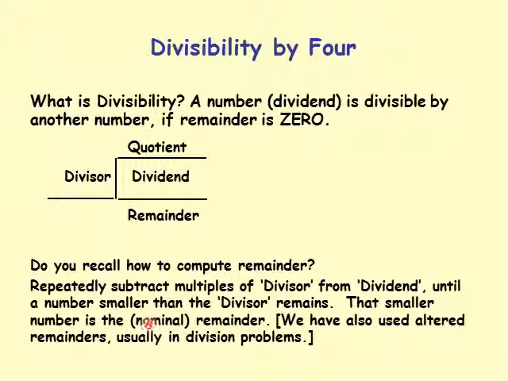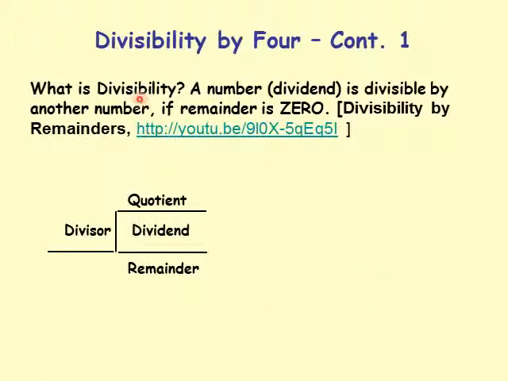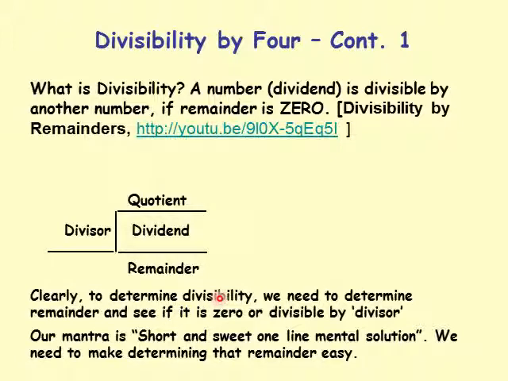We also have used altered remainders usually in a division problem. The remainder is usually smaller than the divisor, at least the nominal remainder is smaller than the divisor. Same problem again. You can refer to the earlier video on divisibility by remainders, which discusses the issues we are talking about here. Clearly, to determine divisibility, we need to determine the remainder and see if it is 0 or divisible by the divisor.